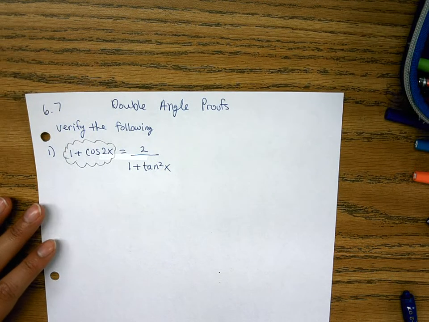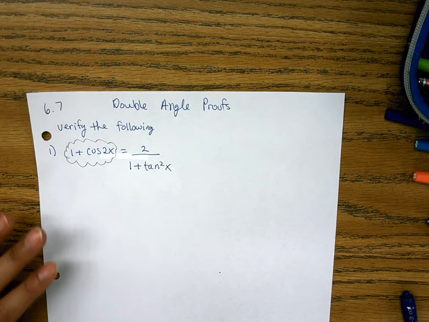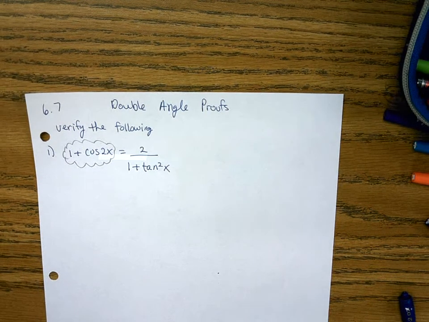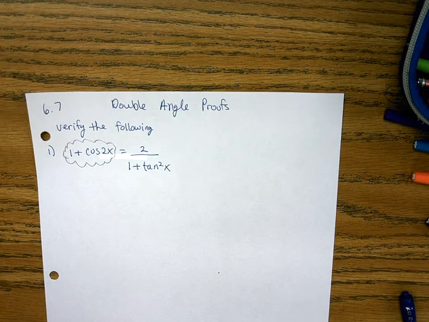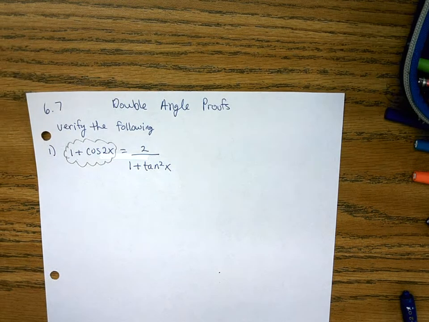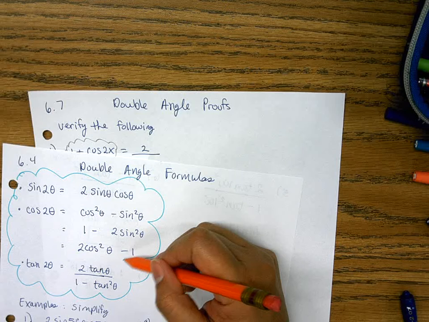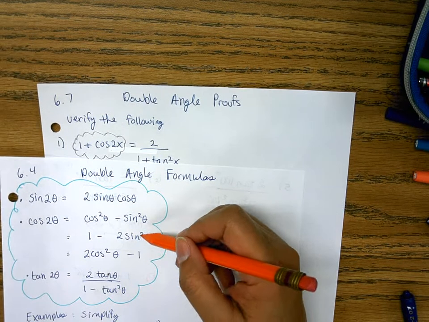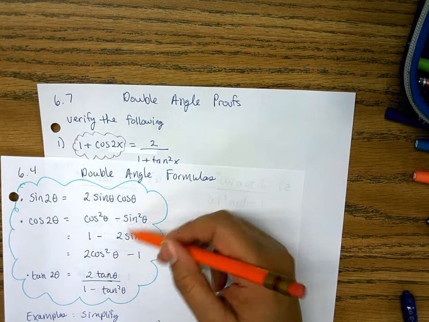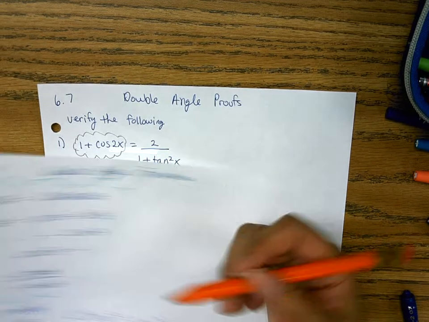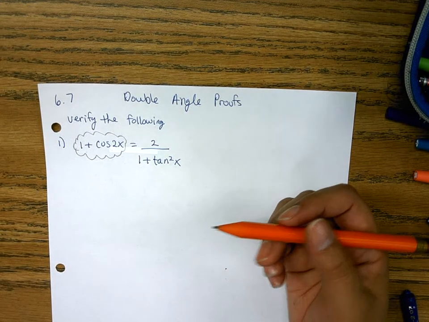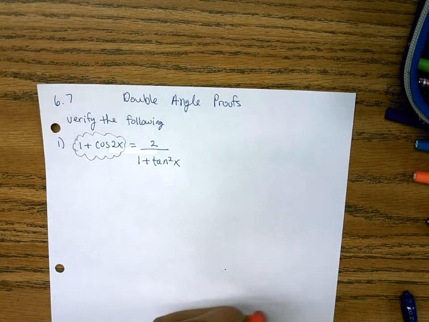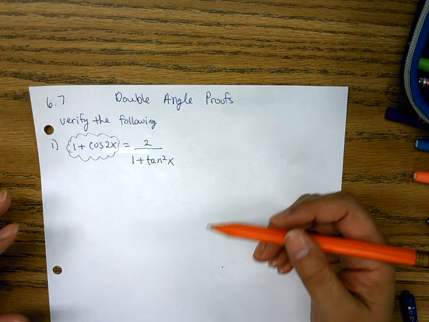1 plus cosine 2x. As I've stated before, when you have cosine 2x, there are multiple choices, so there's always going to be one that's easier. Sometimes you won't recognize it right away, so it's just going to take you a while. Other times you'll see it right away. So it just takes practice.